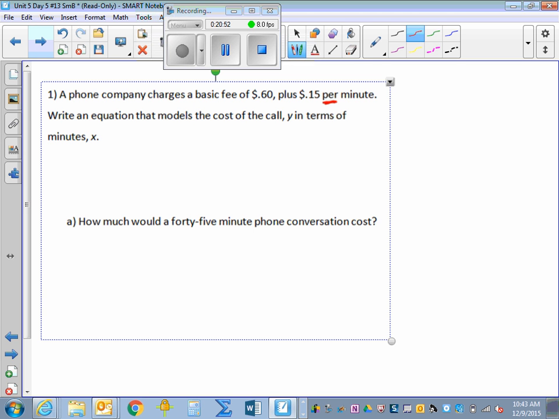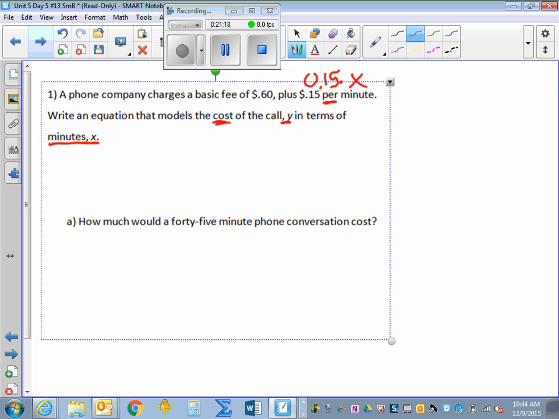They told us that y is the cost of the call, and x is the number of minutes. So when it says per minute, minute is x, and we're multiplying. We have 15 cents per minute, so 0.15 times x. It's just like we did back when we first did word problems. So we should all be writing this down, underlining the same stuff.